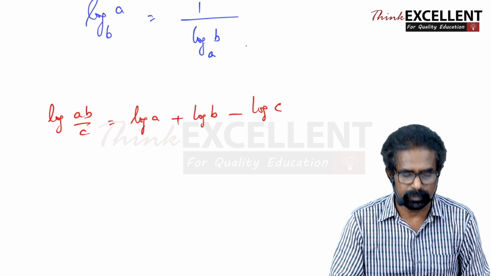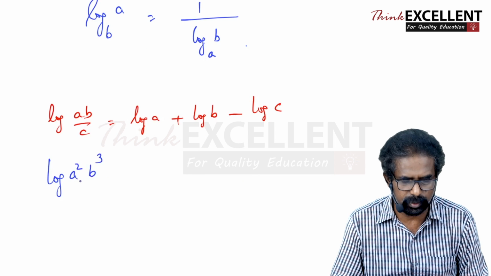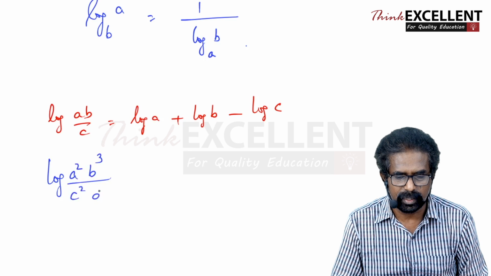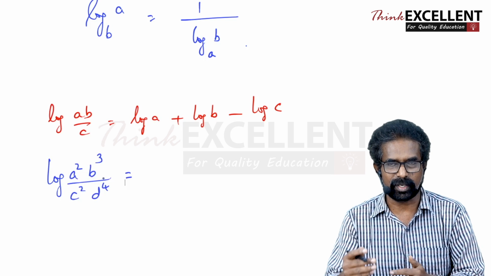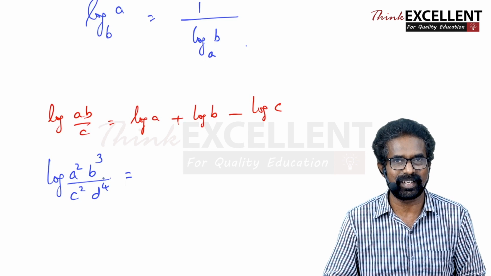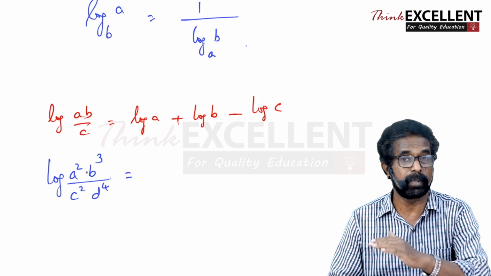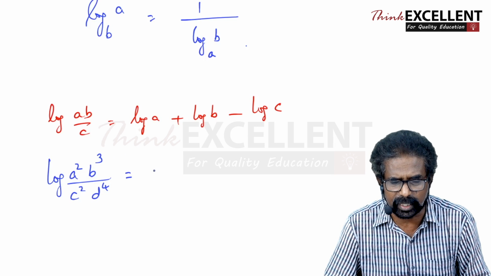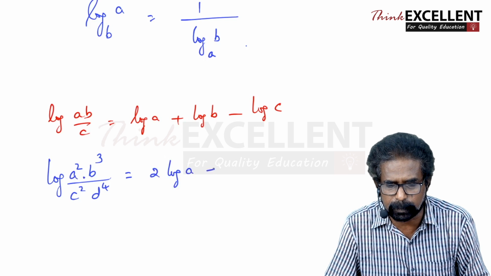I'm giving another one. Log of A square B cube by C square D raised to 4. How can you write this? Product, quotient, power, everything is there, right? So log A square, that's the first one. Log A square, apply power rule. The 2 comes front, so you can write 2 log A. Then here there is a product, so you put plus.